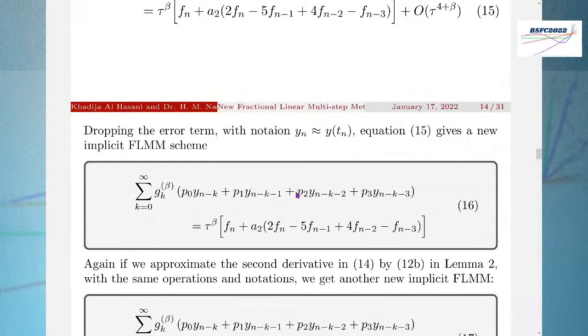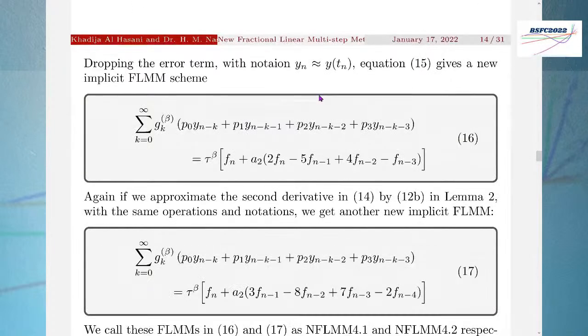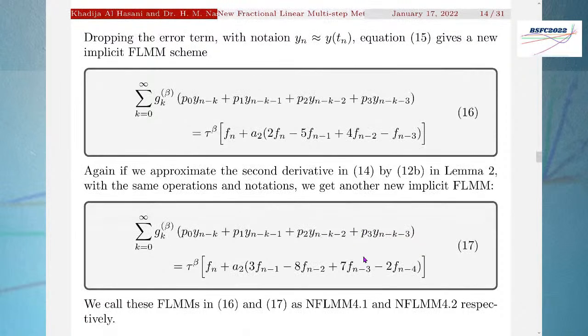And again, by dropping the error term with this notation, we'll get the new implicit fractional linear multi-step method. This is the first one. Again, if we approximate the second derivative in 14 by using the second part of lemma 2, with the same operation and notation, we'll get another new implicit fractional linear multi-step method. And for simplicity, we'll call the first one FLMM4, the first one, and this is the second one.